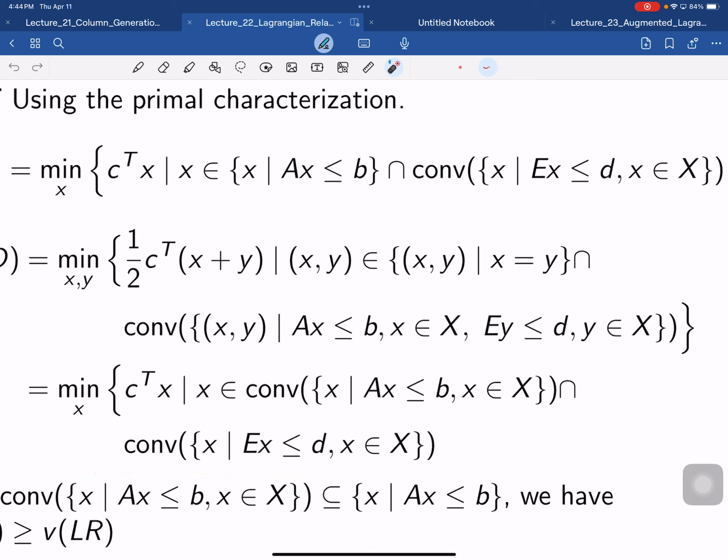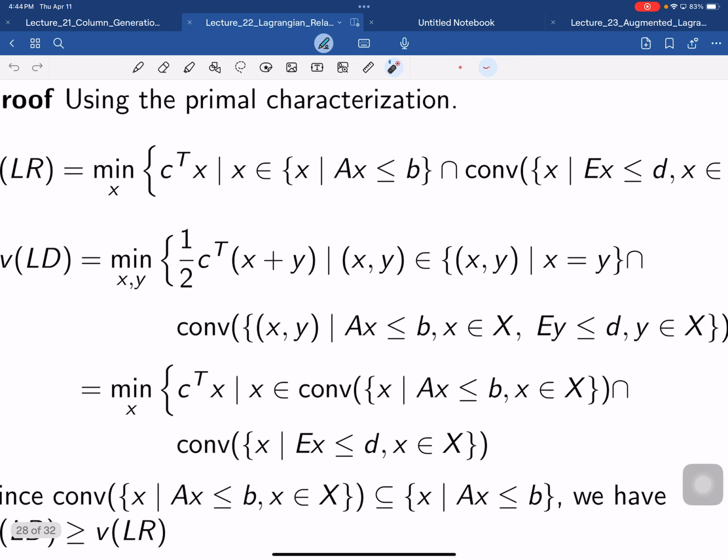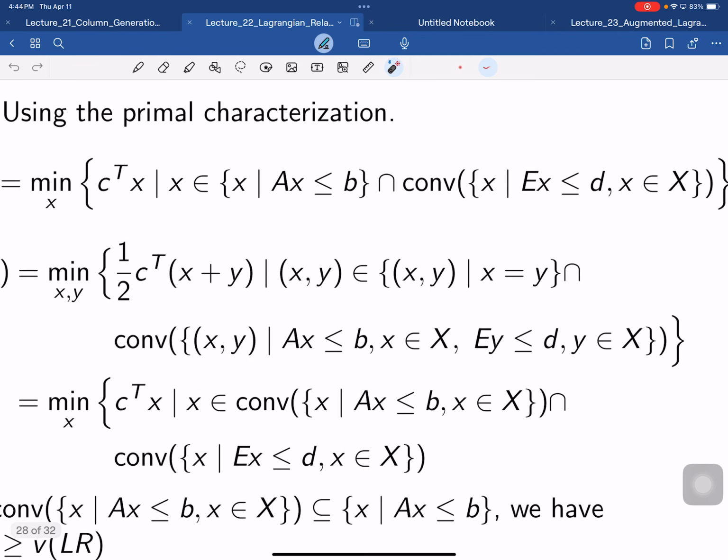And then that will simplify to this set. The convex hull of ax less than or equal to bx being mixed integer intersect with ex less than or equal to dx being mixed integer. Okay, so now we can compare apples with apples, right? Originally, in the Lagrangian decomposition, you have both x and y variables, but with this simplification, we only have the x variables here, and then in the Lagrangian relaxation, we also only have the x variables. Okay, so let's compare these two sets.